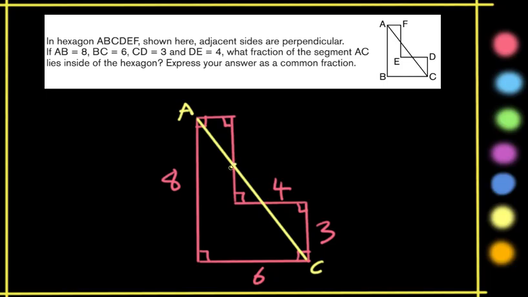Okay, so there's this point here and this point here that split up AC into 3 parts. This first part here is inside the hexagon. Then this second part is outside the hexagon. And then this third part is inside the hexagon. So they want to know what fraction of that line segment is inside the hexagon. Okay, so that's interesting. Let's see if we can figure that out.